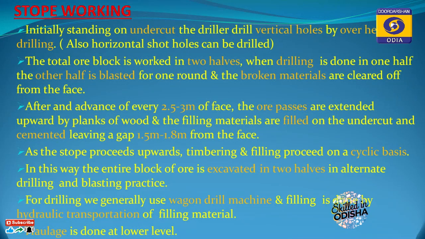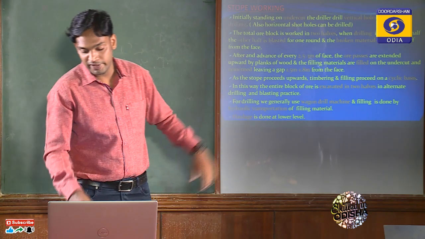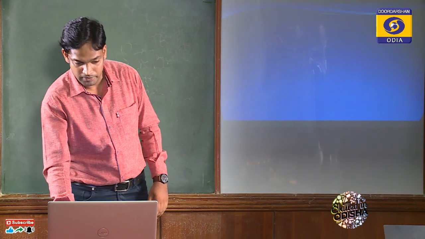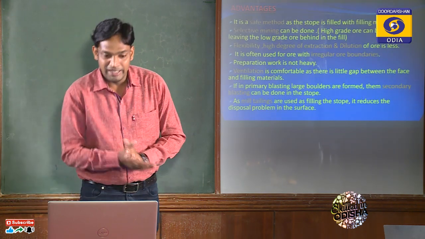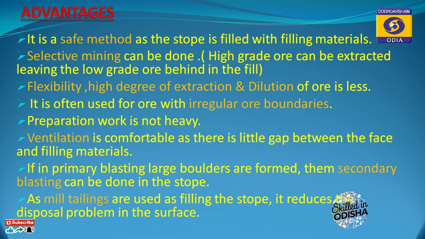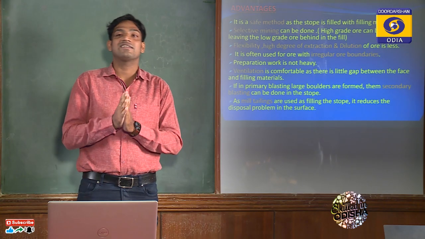For drilling, we generally use a wagon drill machine, and filling is done by hydraulic transportation of filling material. Haulage is done as I have shown you in the figure. Drilling is done at the lower level. This is the universal method and it has a number of advantages. It is a safe method as the stope is filled with filling materials, so there are fewer chances of accidents.